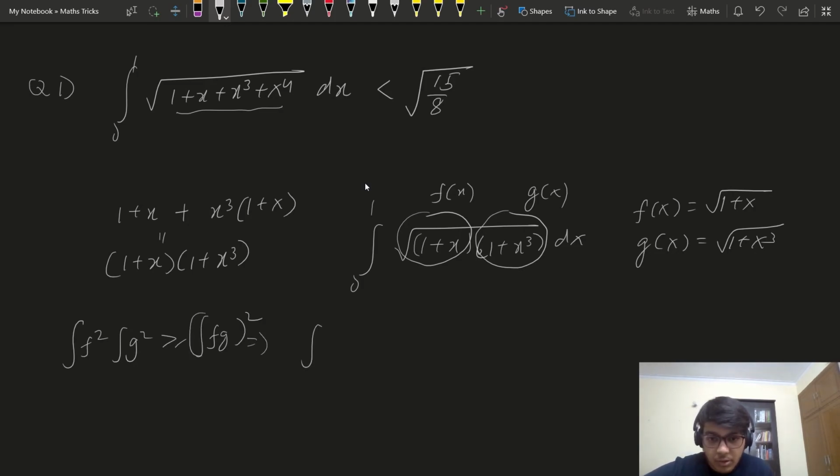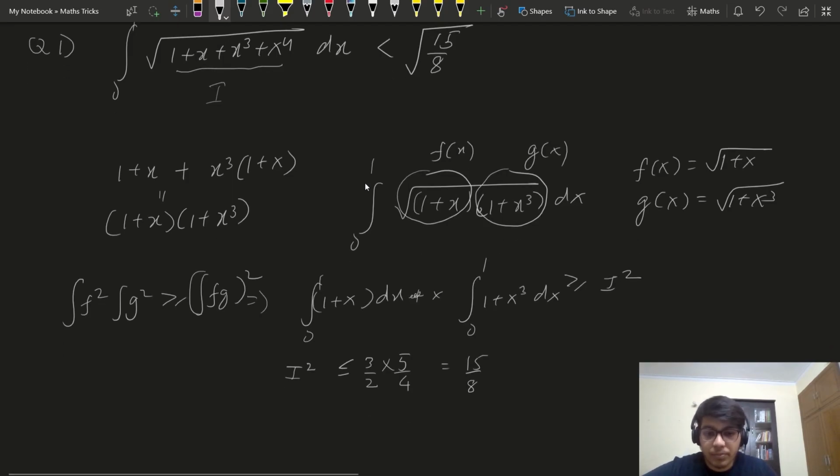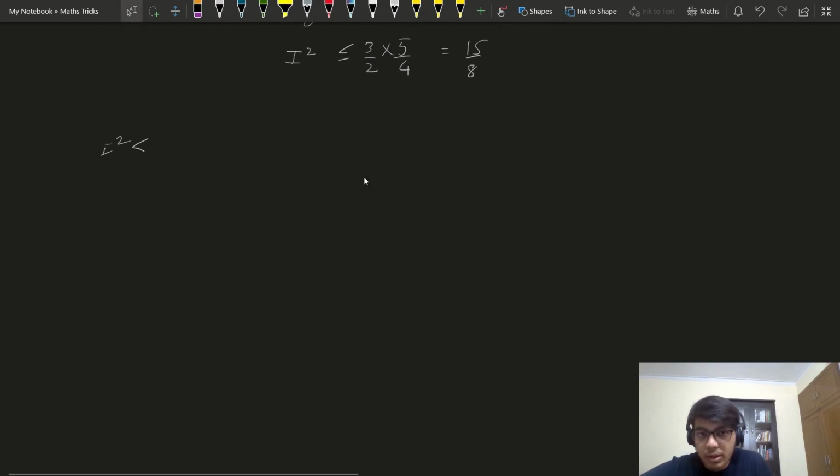This implies the integral of 1 plus x dx from 0 to 1 times the integral of 1 plus x cube dx from 0 to 1 will be greater than or equal to, let's say this is I square. I square is less than or equal to 3 by 2 into 1 plus 1 by 4, which is 5 by 4. So this is 15 by 8. Therefore, I square is less than or equal to 15 by 8. We know that this is not equal, so I is less than root 15 by 8. QED.